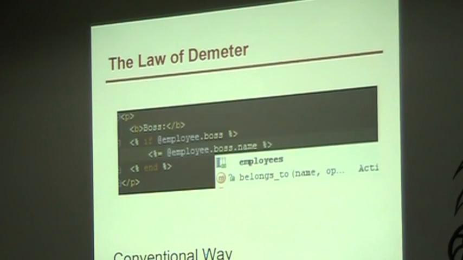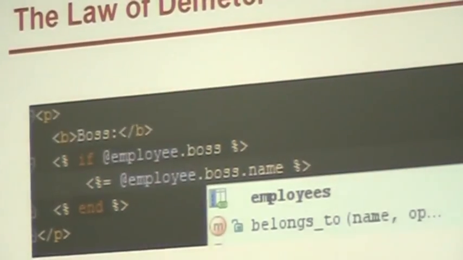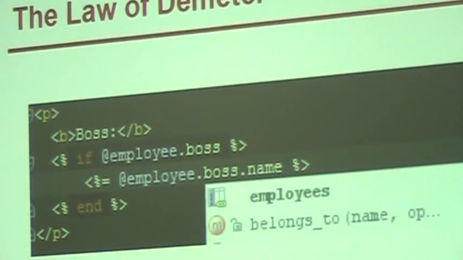So we want to do away with this example, where employee has a value, and then it has a field called boss, which is yet another object, and we want to invoke the method name on that boss. So what if it's nil? Or what if we want to change the implementation of boss? Or what if the boss is not even a boss? So we don't enforce that coupling as much.